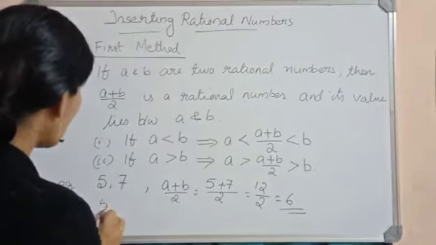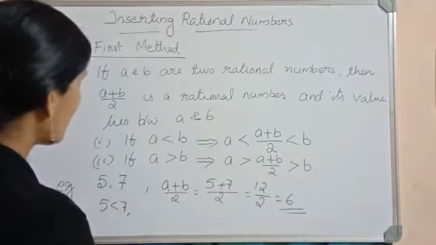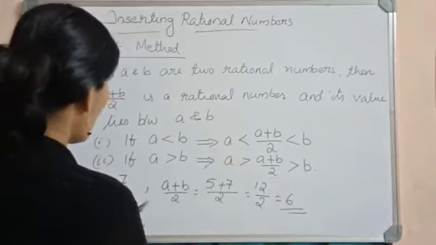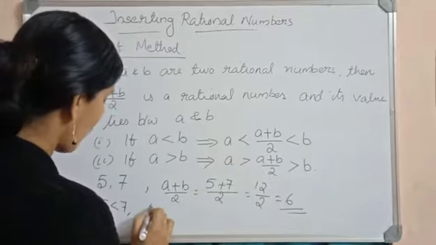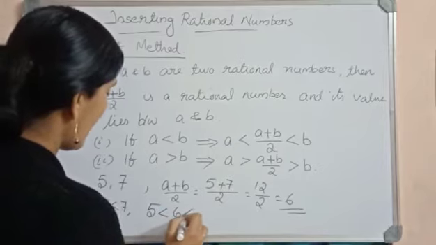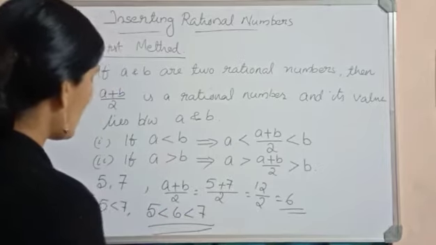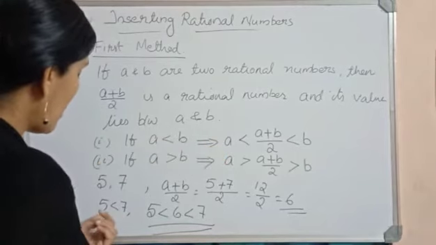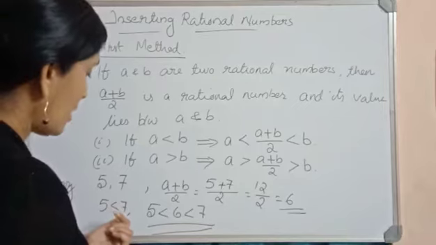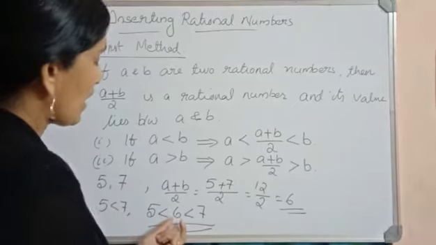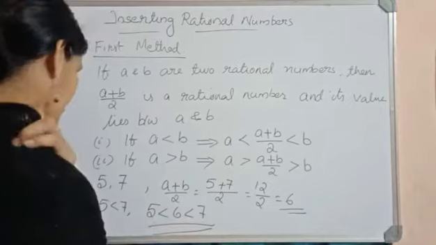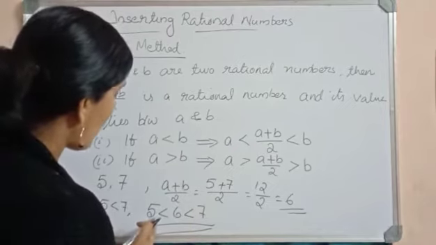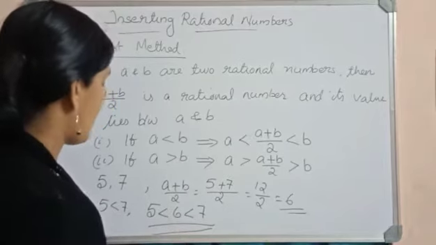Now here 5 is less than 7. When 5 is less than 7, the value (5 plus 7) by 2 should be less than 7. So we can write this as 5 less than 6 less than 7. So the first condition satisfies. Since the first number is lesser than the second number, the term we are inserting between these two numbers satisfies this condition. That is, 5 is less than 6 is less than 7.